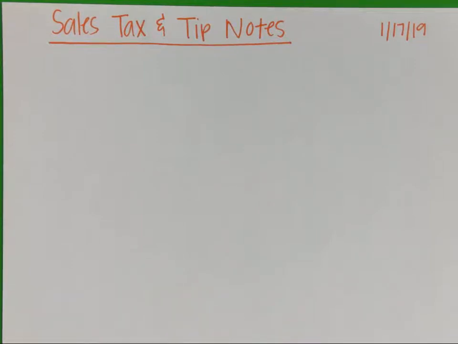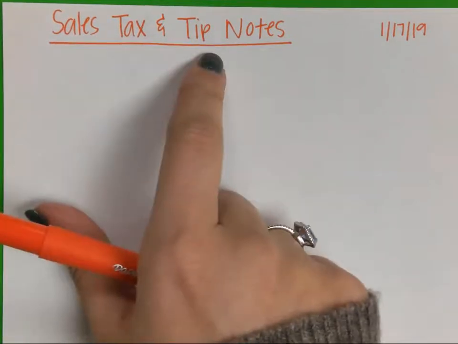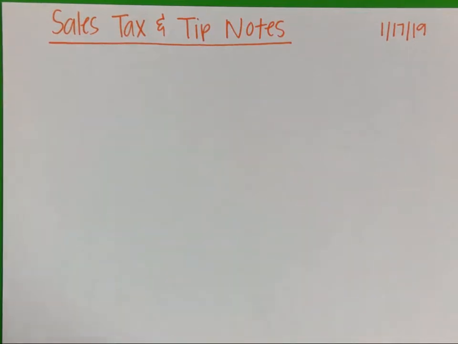A tip, that's what we give when we go to a restaurant and we tip our server, right? Or say you go get your hair cut and you tip your hairdresser, okay? So we're going to learn how to figure out our total bill with sales tax or with a tip or with both, okay?